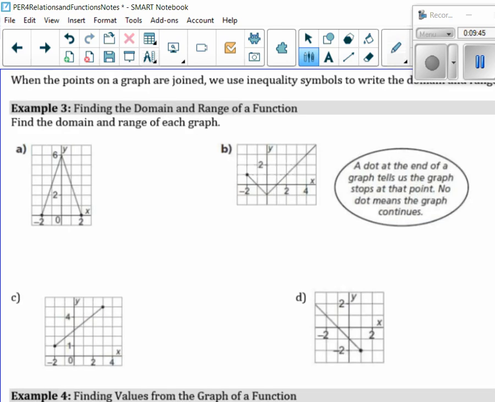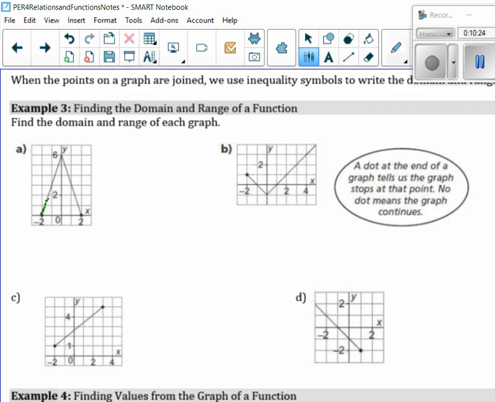Okay, so when the points are joined, which means it's a continuous graph, we use inequality to write the domain. There's no way I could actually write every single point. And maybe you don't realize this, but a line is basically all these little points connected so close together, they're forming a solid line. So there's no way I could actually come up with every single x value for the domain and every single y value. So that's why we were going over how to write the domain and the inequalities.